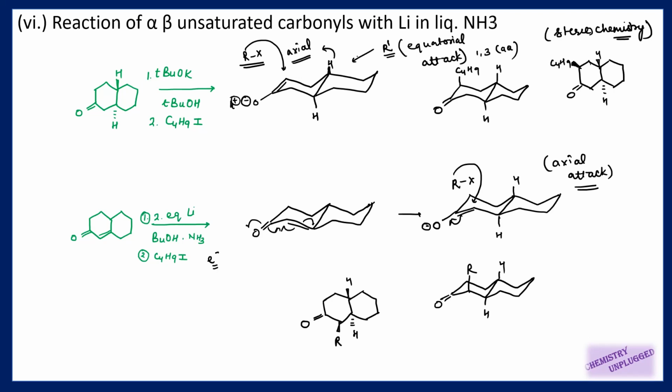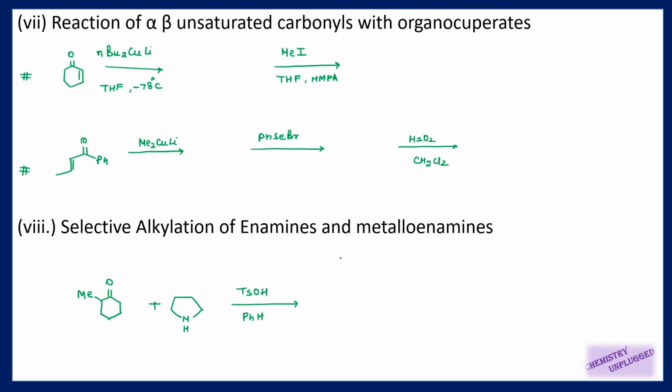So using lithium in liquid ammonia, I can do selective alkylation at this carbon only, because if I am using only a strong base and alkylating agent, then it will preferentially do alkylation at this carbon. But I don't want alkylation at this carbon, I want it only at this specific carbon. So I can use lithium in liquid ammonia, then I can use an alkylating agent. But I have to use first an alpha beta unsaturated carbonyl. If I am using a simple carbonyl, then this reaction is not possible in the way that I want.